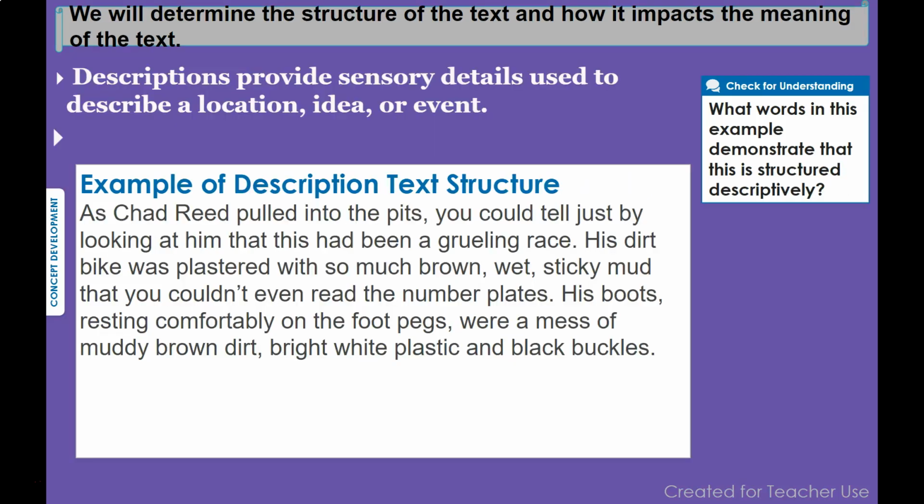Again, we're talking about descriptions. We're talking about these sensory details, okay? For example, we see grueling, plastered, wet, sticky, okay? And the purpose of the description is to give us that information.